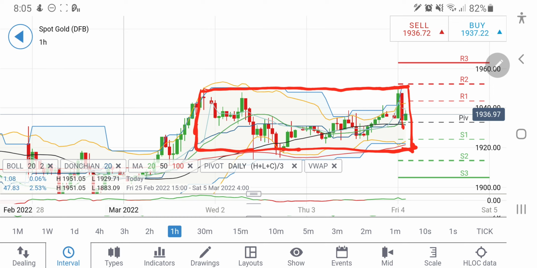So one can remain long till the time it is above 1930 today. The target is towards 1941, 1947 and 1951 levels. If it breaks 1951, we can expect 1955, 1965, 1971 also on gold today.